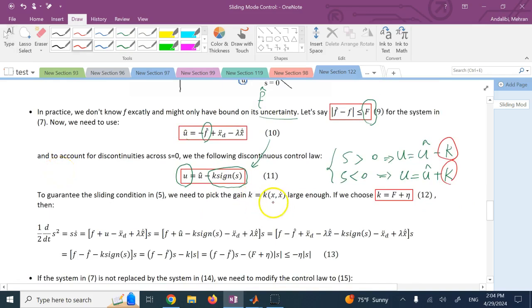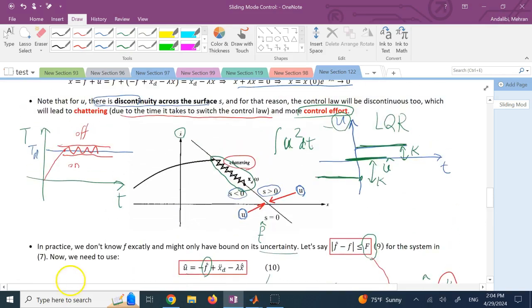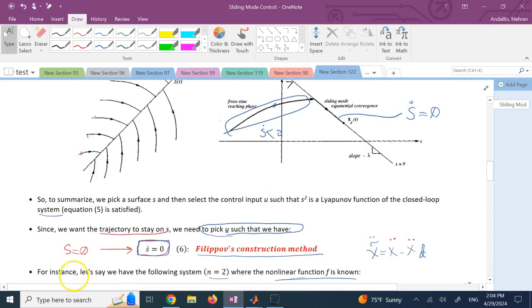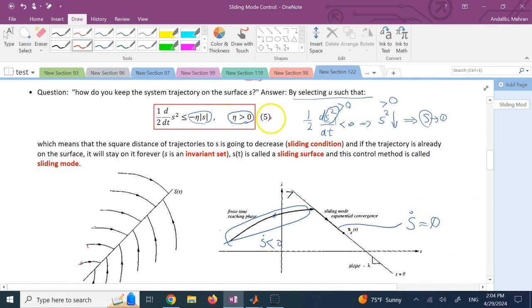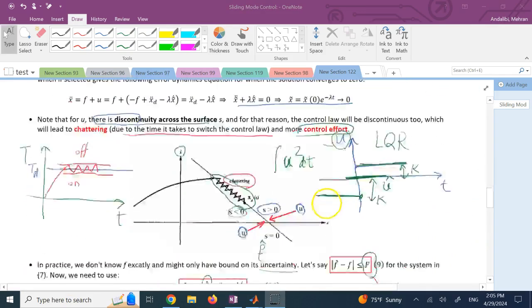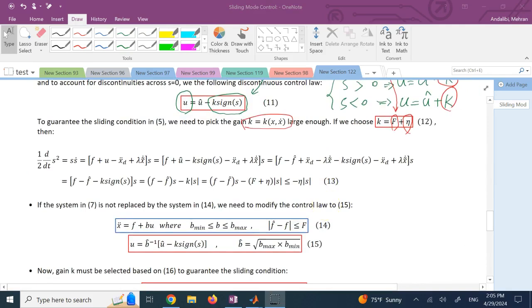By the way, k in general does not need to be constant. It could be some function of the vector x. Now, how do we pick it? Here I can show you that if we pick k to be equal to F plus eta, where F, remember, is the upper bound on the distance between your estimated function and actual function, and eta is this rate of shrinking in the distance squared that I need in equation 5. Okay, so let's take a look. If I pick k based on 12, do I have condition 5 satisfied?